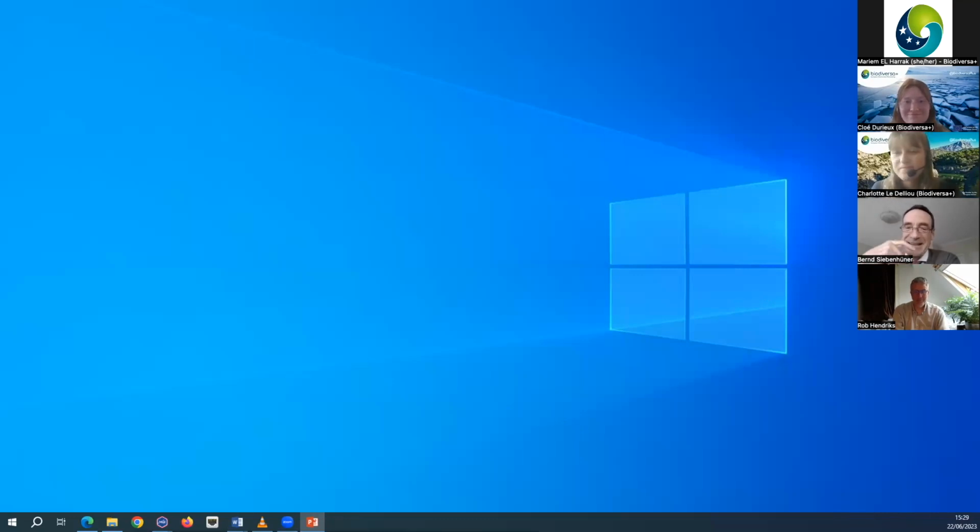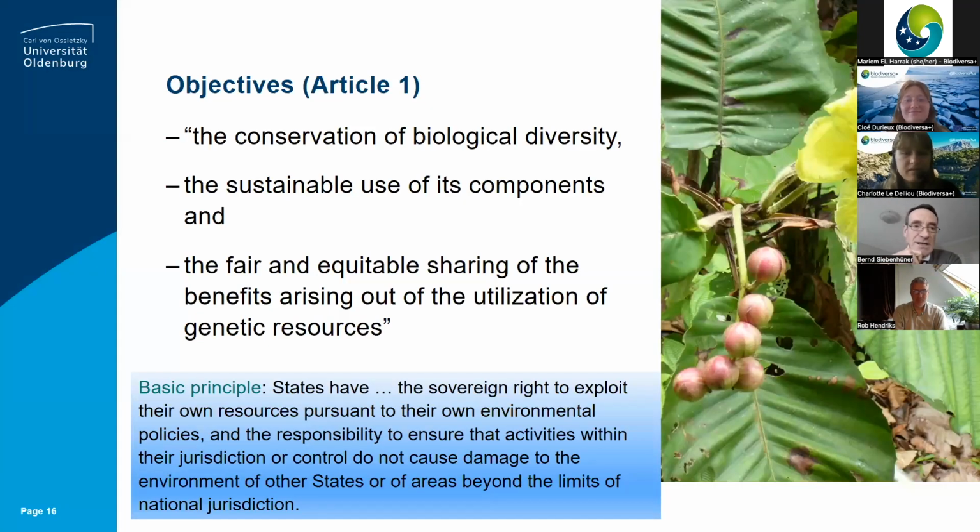I'm coming to the next thing that Sakilia already mentioned, the three main objectives of the convention that are set out in Article 1 of the convention. That is the conservation of biological diversity. Then, and that's also important, the sustainable use. So it's not only conservation, but use of its components. And then the fair and equitable sharing of benefits arising out of the utilization of genetic resources, which also became the guiding sentence for the Nagoya Protocol. We'll come to an example later on.